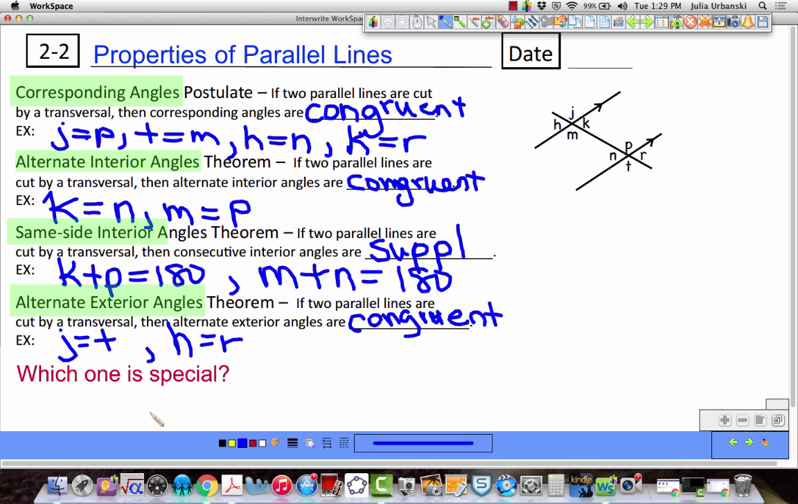Okay, so when you think back to the rules, a lot of these angles are equal to each other, congruent, but which one's special? Same sides, because they're what? Supplementary. Good. Those are the ones that are different.